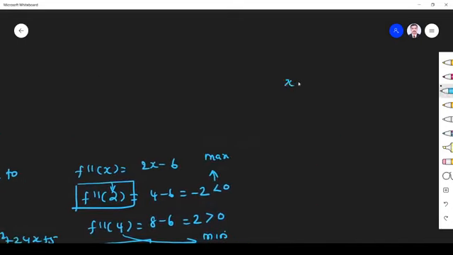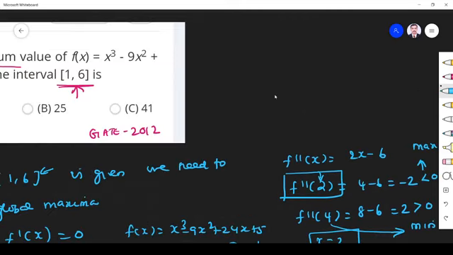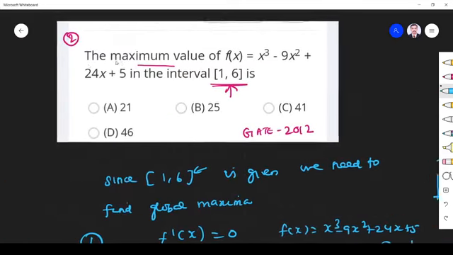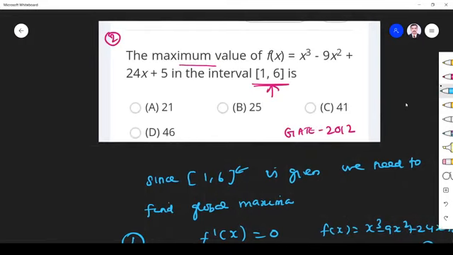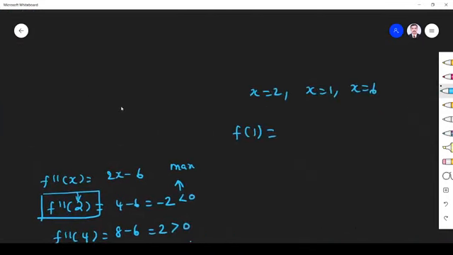So x is equal to 2 is one important point, x is equal to 1 is another important point, x is equal to 6 is another important point. So substitute this value in f of x to find the value. Next procedure. So f of x, instead of x, I substitute x is equal to 1. So if you substitute x is equal to 1 here, what will happen? 1 minus 9 plus 24 plus 5, that will give 21.